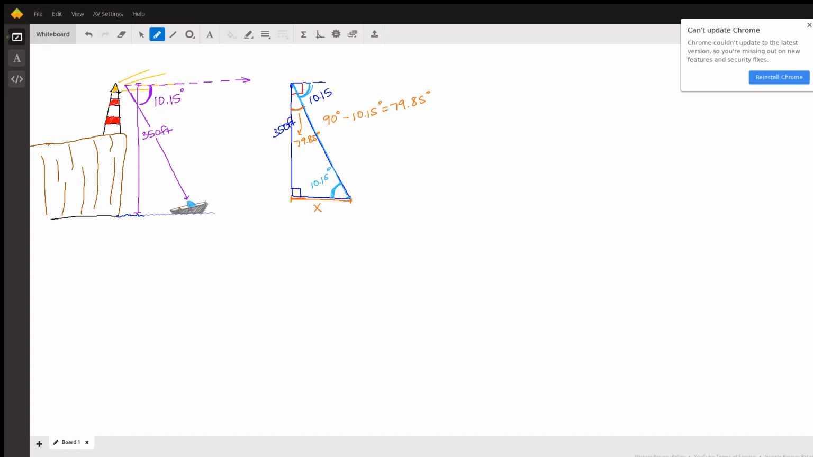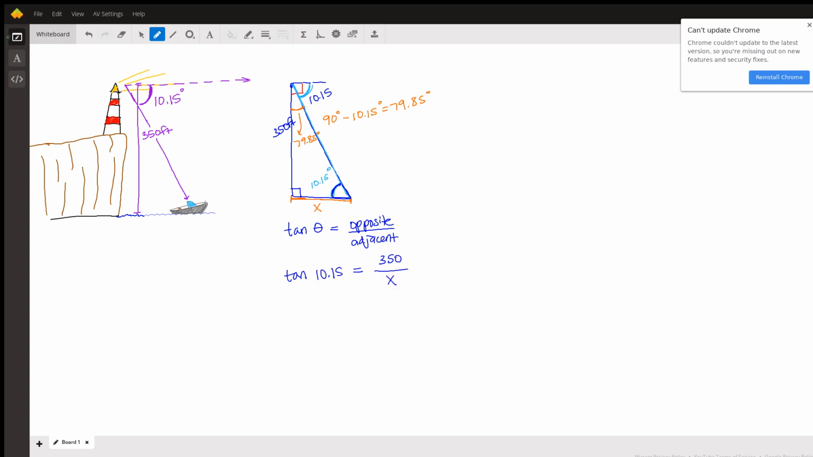So to find that, we can use the tangent ratio. The tangent ratio tells us that tangent of theta is the opposite side of that theta degree angle over the adjacent side. So using this angle, we're going to use tangent of 10.15 equals the opposite of this angle, which is 350 feet, over the adjacent, which is our x.